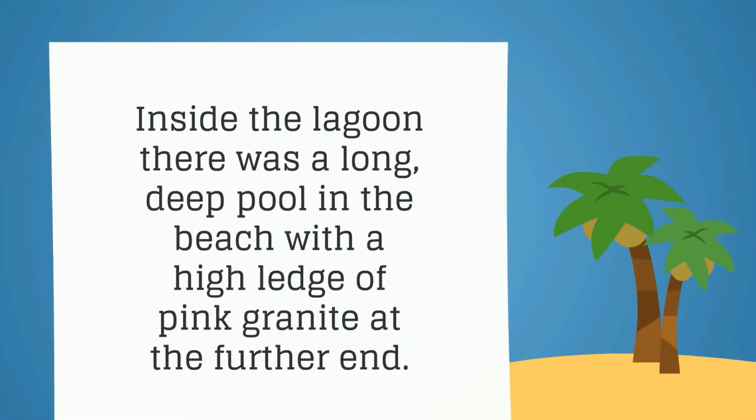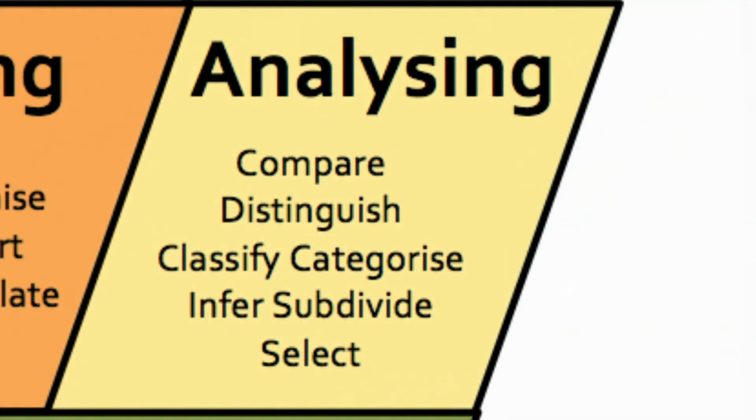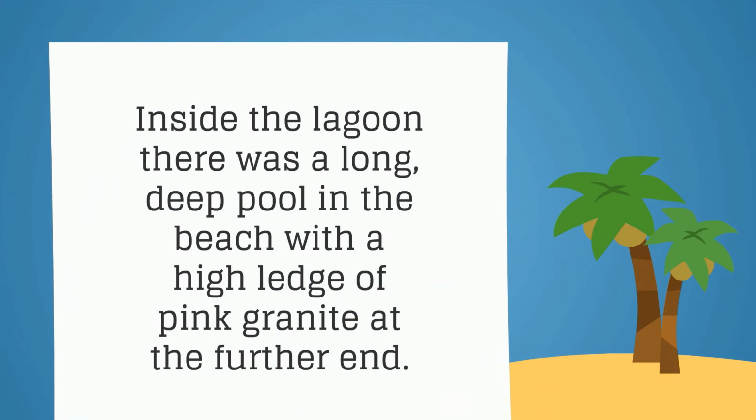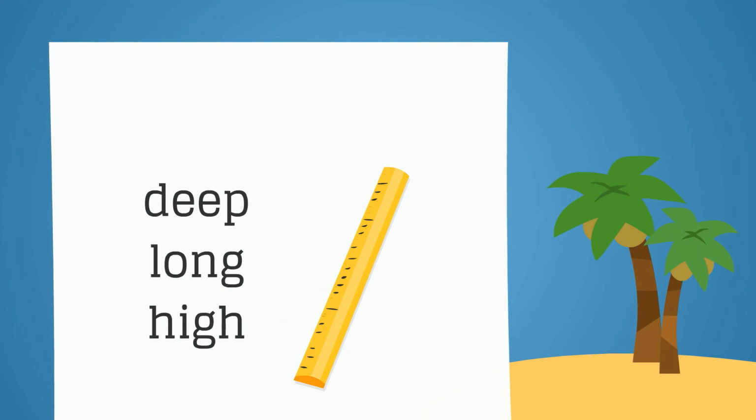So how can we get a more powerful analysis of this description? One way we recommend is by making categories. Notice how categorizing is a higher level skill. It falls under analysing. So let's find some words that can go in a category. How about long, deep, and high? When you put these words together on their own, you can see that they describe things we could measure with a ruler. Physical dimensions, you might say.